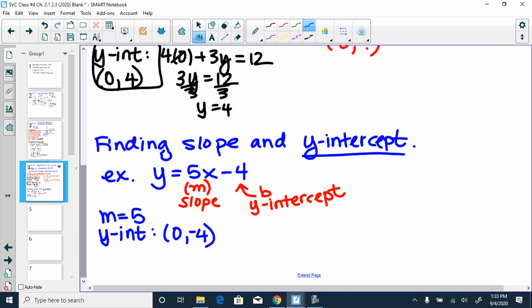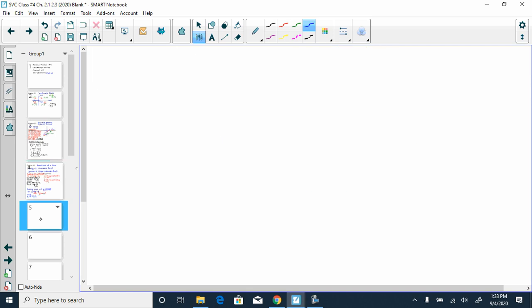Okay, so there's benefits of both forms. I do think the x and y intercepts are easier if it's in standard, and if you have to find a slope or a y-intercept, it's a lot easier in slope-intercept form. So it's an important skill, I think, to be able to go back and forth between the two forms. So that's what we're going to take this next slide and do.